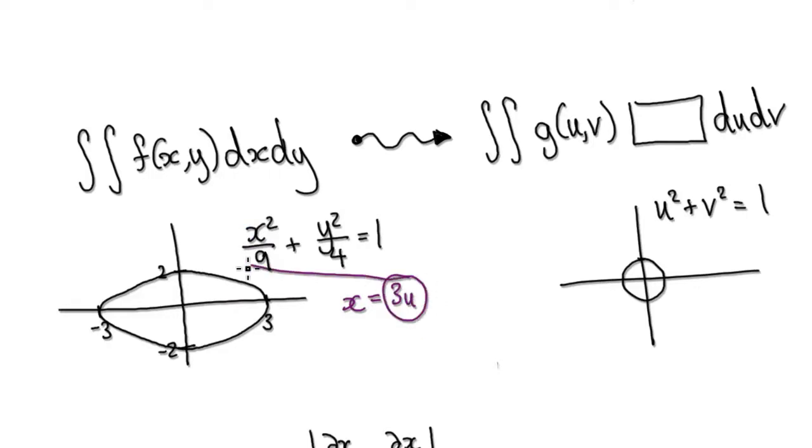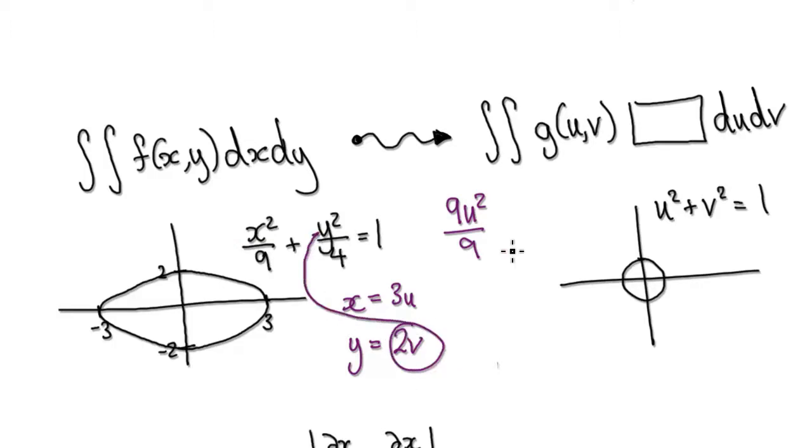So later on, when you square it, it becomes simpler. And then looking at this here, because of this 4, let's say y equals 2v. So now when you put this into here, when you square it, it will then become 9u squared over 9. And then when you square this, it becomes 4v squared over 4. You see, it would become a lot easier.